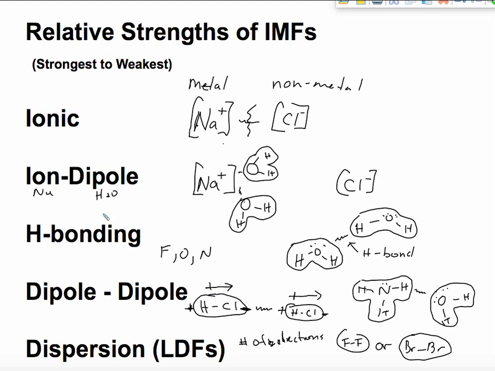So it's all about the number of electrons with dispersion forces. But everything has dispersion forces. Okay, ionics, ion-dipole, hydrogen bonding, everything has them. But it's all about the number of electrons. All right, that's it for this video.